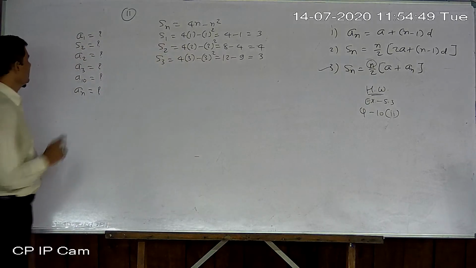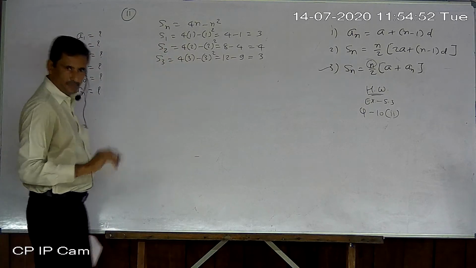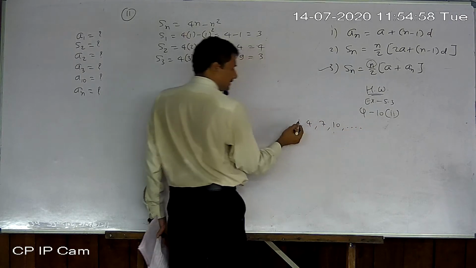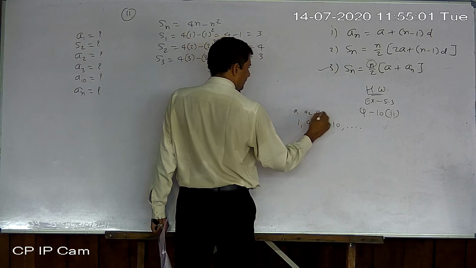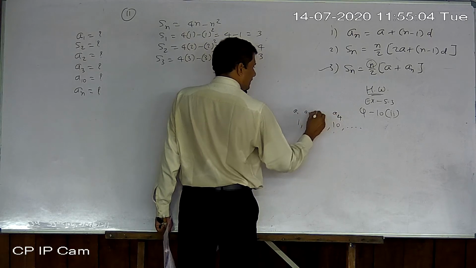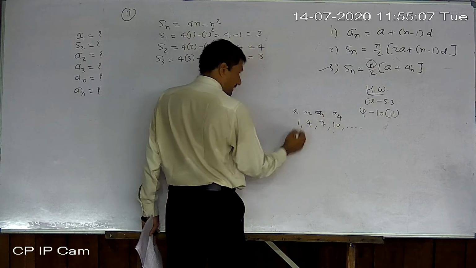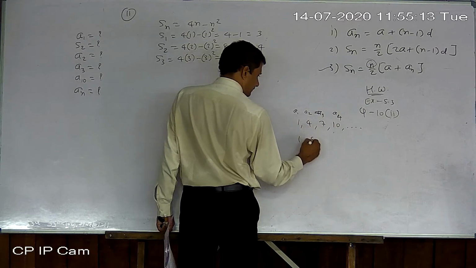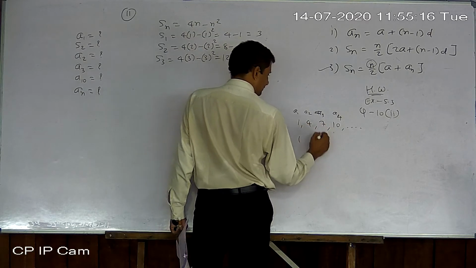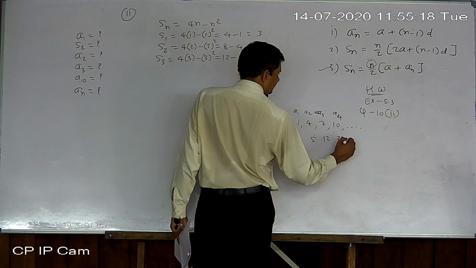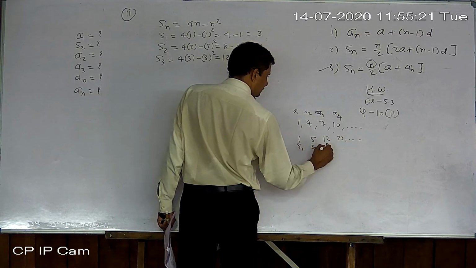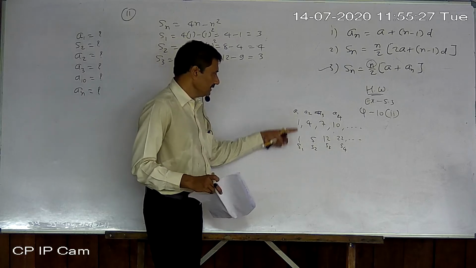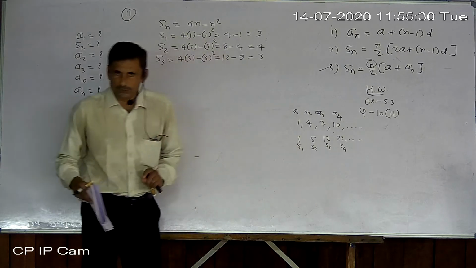Now understand that whether it is A1 or S1, both are the same. I am giving you an example: 1, 4, 7, 10 like this. These are A1, A2, A3, A4. Now I prepare S1, S2, S3 also. So the sum of first term, then first term plus second term, then first plus second plus third, then 12 plus 10, 22. So these are S1, S2, S3, S4. Here A1 is 1 and S1 also is 1. So A1 is S1 only.